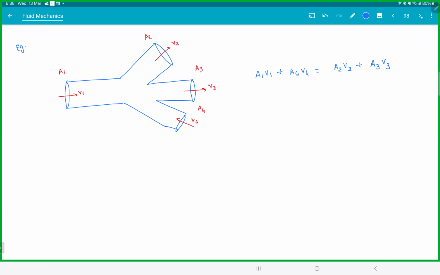Let's see a question. A4 is entering inside. So liquid is entering from 1 and 4 and leaving from 2 and 3. Clear?